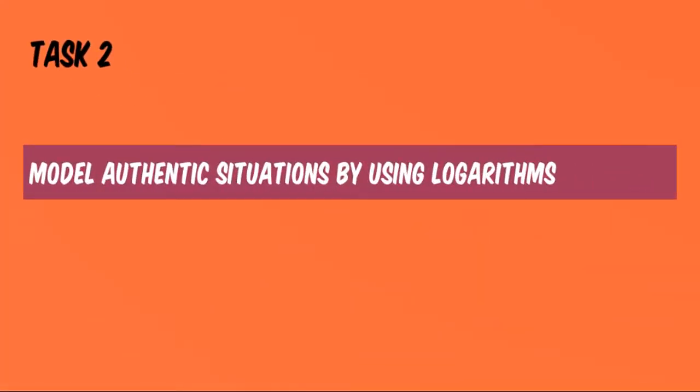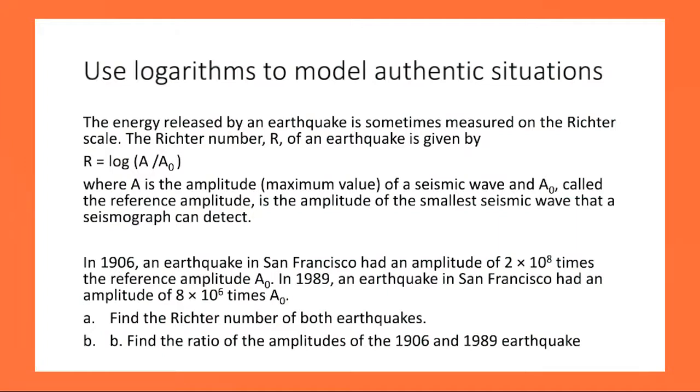Next, let's look at how we model authentic situations using logarithmics. One of the things you may have been familiar with is that oftentimes when we have an earthquake, we hear of the Richter scale. The Richter scale R of an earthquake is a measurement between the amplitudes of the waves. We have a formula that says the Richter scale is equal to the log of A over A sub 0, where A is the amplitude or the maximum value of the wave, and A sub 0 is the reference amplitude, which is the smallest wave.